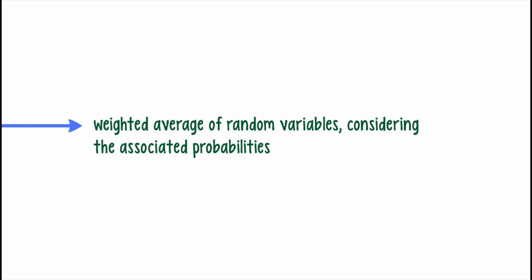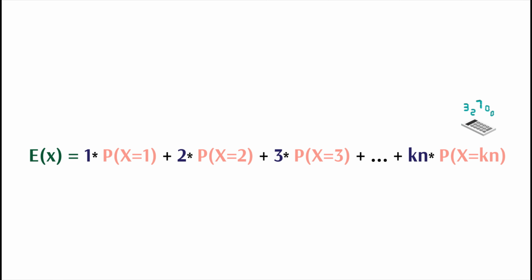The formula for calculating the expected value is E(X), or the expected value, equals 1 times P, the underlying probability, times, in parentheses, X equals 1 for the first value, plus 2 times P(X equals 2) for the second value, plus 3 times P(X equals 3) for the third value, and so on, depending on how many values are included in the calculation of the expected value. The expected value is often represented by the Greek letter mu.